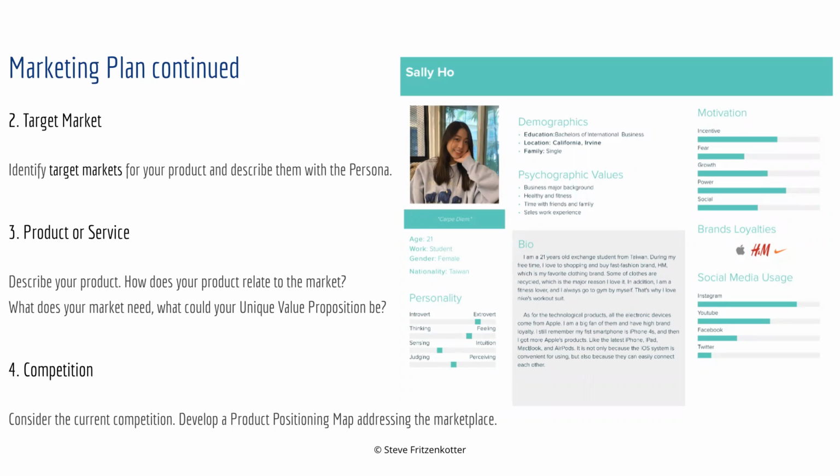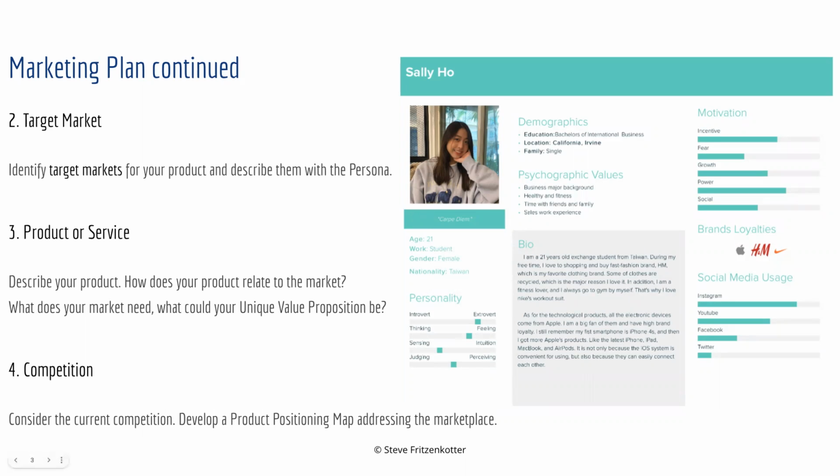And then the product or service, number three in the marketing plan, we describe the product, and then how does it relate to the market? What does the market need? Does it offer what the market needs? And could it be your unique value proposition? You go, what's that? Well, the unique value proposition is what differentiates your business from all the other ones out there. That's the unique value proposition. We're going to assess that in this class.